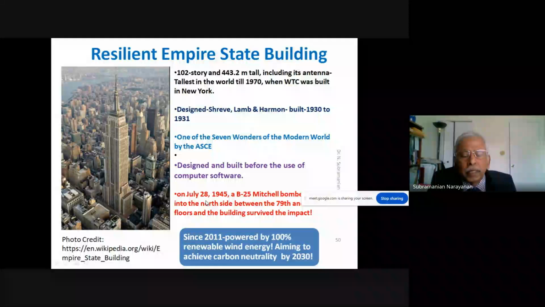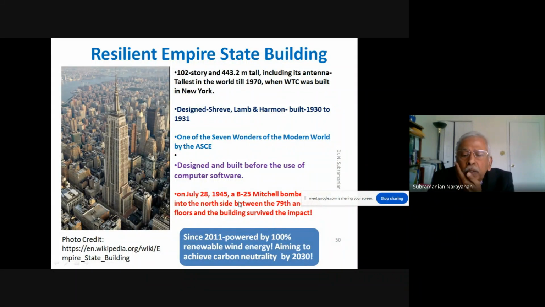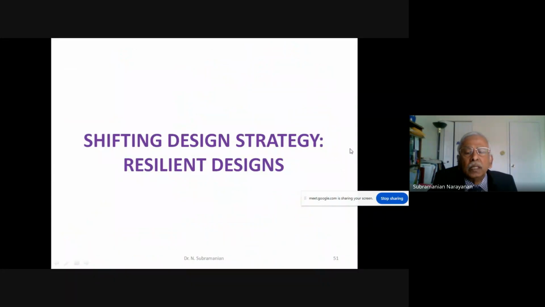On July 28, 1945, a B-25 bomber fell into the north side between the 79th and 81st floor, and the building survived the impact. Since 2011, it is powered by 100% renewable wind energy, and it is aiming to achieve carbon neutrality by the year 2030. So let us see what is meant by resilient designs.